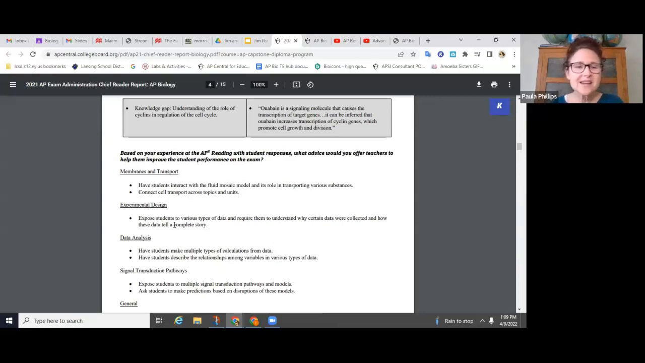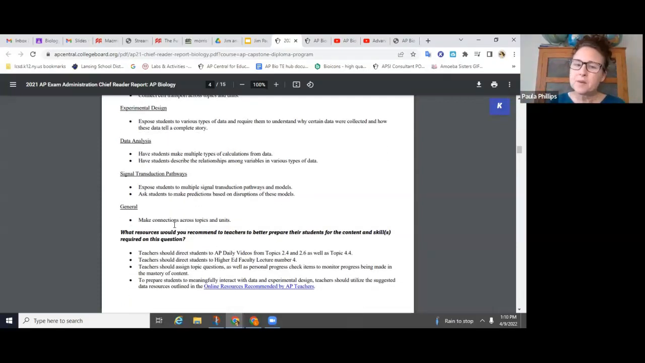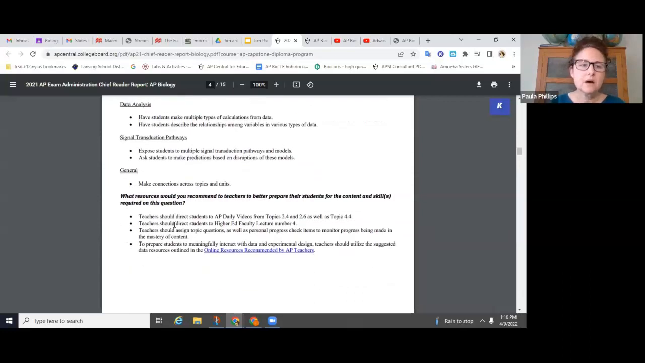So I love this section. For example, you can see membranes and transport. Some advice includes, hey, have students interact with the fluid mosaic model and its role in transporting substances, and connect cell transport once the students learn it across all topics and units. So try to bring it up, not just where you teach it the first time, but whenever it's applicable after that, so that students don't forget. So this is all available in the Chief Reader Report.